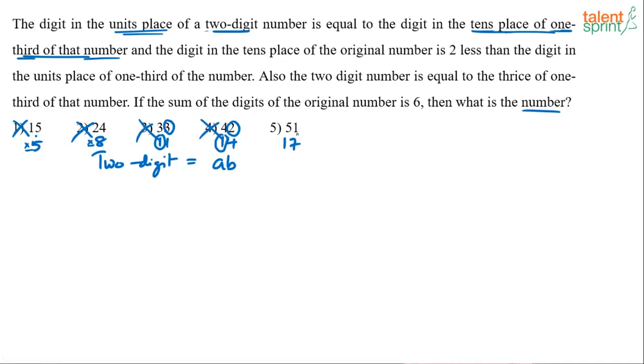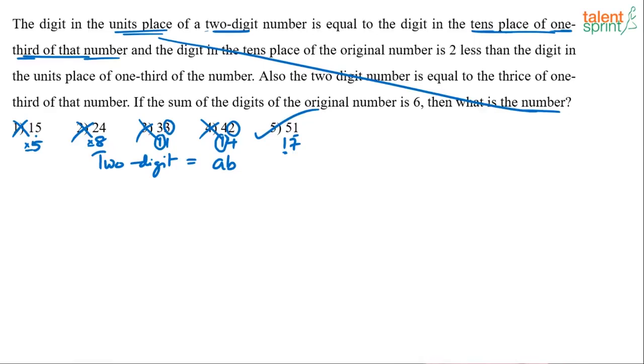Look at option 5. The digit in the units place of the original number is 1. The digit in the tens place of one-third of the number is also 1. Does it satisfy the condition? Yes. In fact, this is the only option which satisfies that condition. So it has to be the answer. I don't even have to read the remaining part of the question. The remaining question is useless in my view, because the first statement itself gives us option 5 as the answer by verifying the conditions. So you can straight away mark option 5, 51, as the answer.